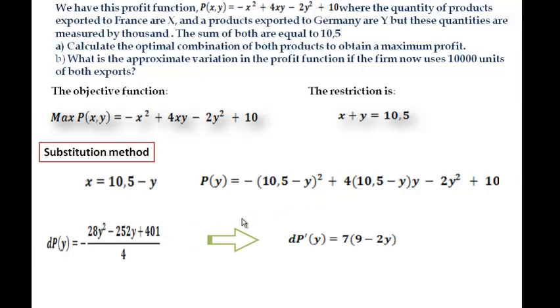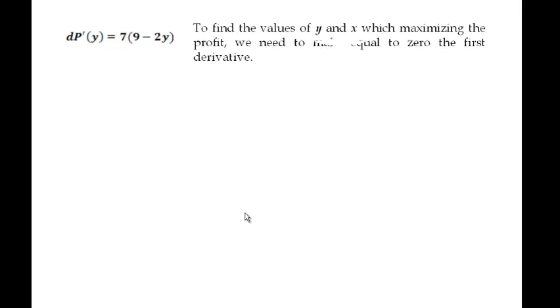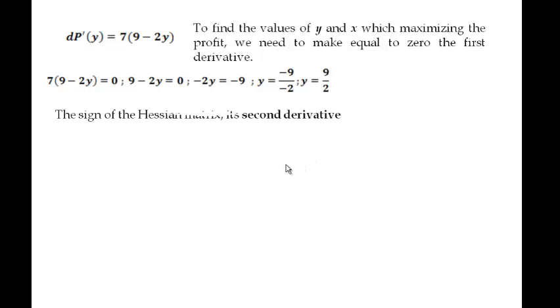And step 2. We need to make the first derivative equal to 0, and we can obtain the value of y. We need to know if this value can be a maximum or a minimum. We know that the Hessian matrix is made of the second partial derivatives of the function, but in this case we only have one variable, and the Hessian matrix is the second derivative.